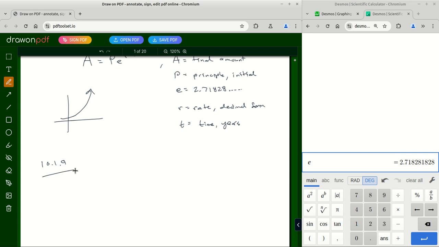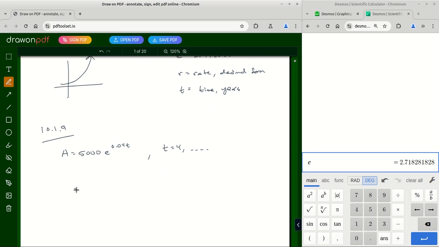Woohoo! So let's do the first problem. A is equal to 5,000 e to the 0.04t. And they say t equals 4, and they have t equals 5 and all this other stuff. Plug it in and have fun with it. So 5,000 e to the 0.04 times 4. Calculator. And that's the entire problem. I'm happy that the first problems are always kind of easy. It makes you feel confident going forward.